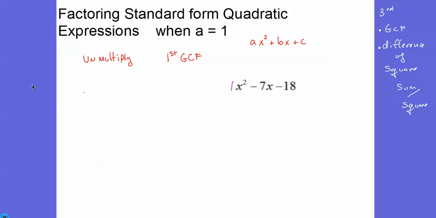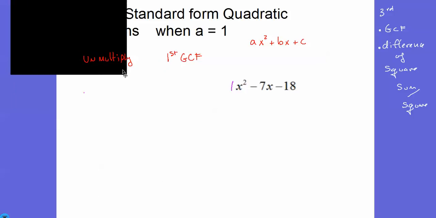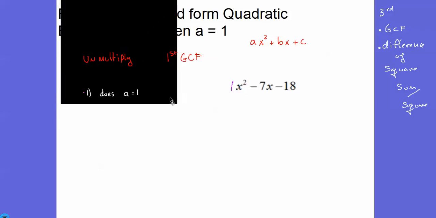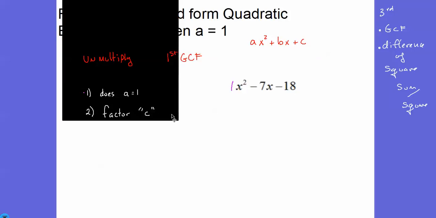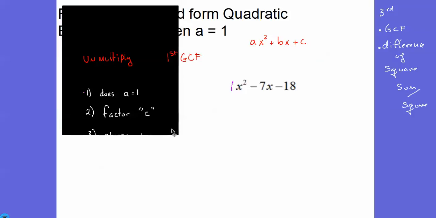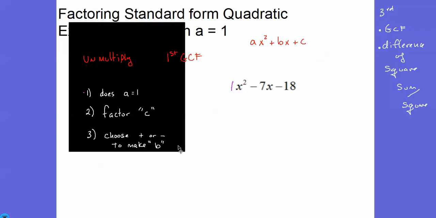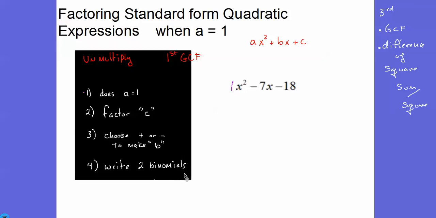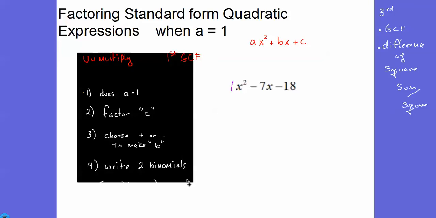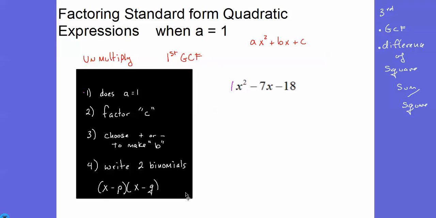So, our steps are now this. First, double check that a does in fact equal 1. Second, we will factor the c. Third, we will choose plus or minus in order to make the b value. And lastly, we will write the two binomials in the APQ form. I'm going to work this problem here following these 4 steps.